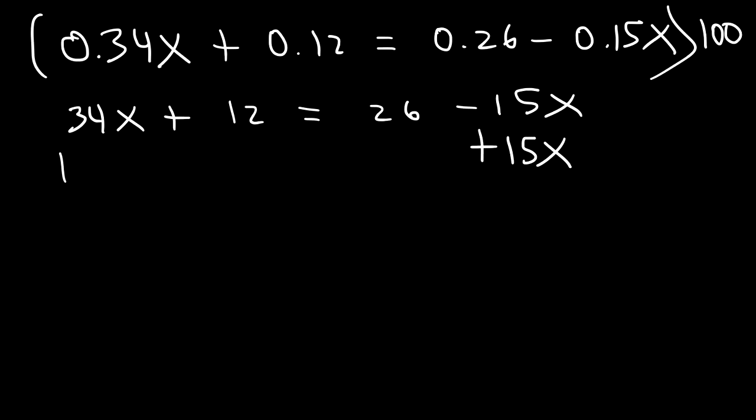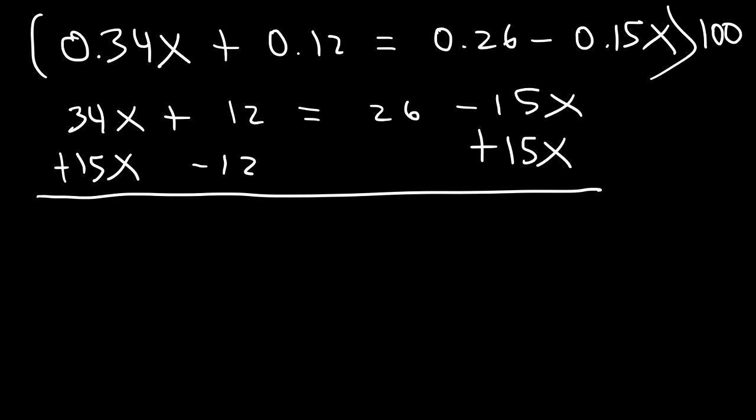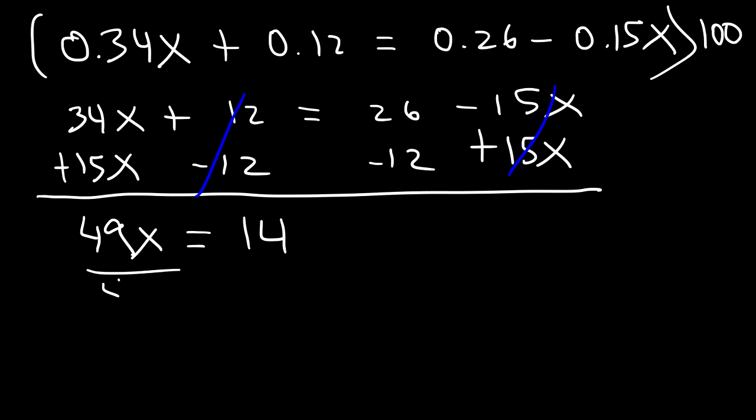Now let's solve, as we've been doing before. So let's add 15x to both sides, and let's subtract both sides by 12. 34 plus 15, that's 49. 26 minus 12 is 14. So now let's divide both sides by 49.